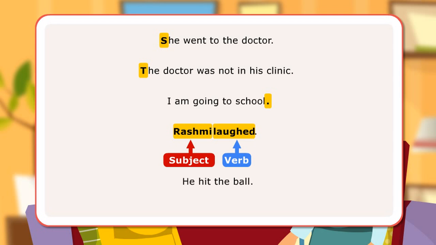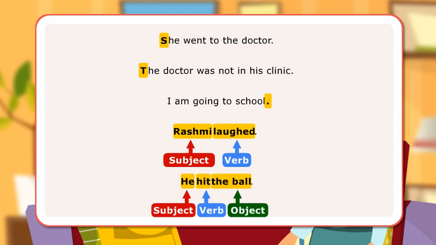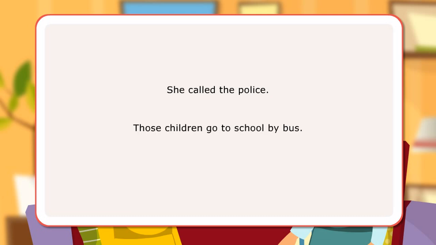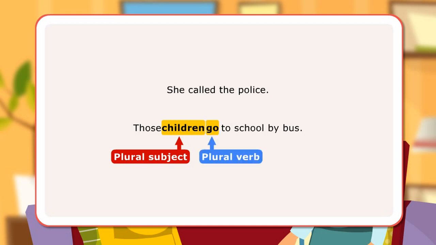Subject plus verb plus object is the basic word order in a sentence. He hit the ball. He subject, hit verb, object the ball. A sentence must present a complete thought that can stand alone. She called the police. There must be subject-verb agreement in a sentence. Those children go to school by bus. Plural subject children takes the plural verb go.